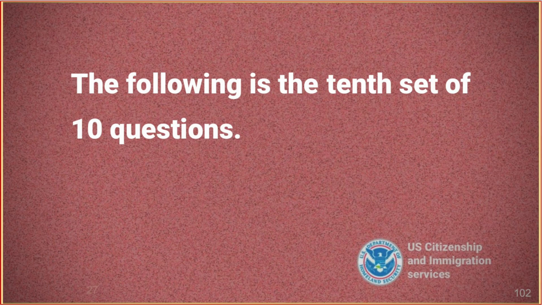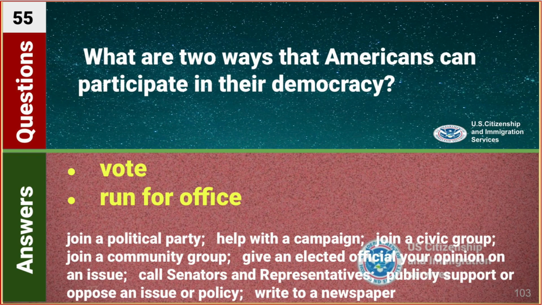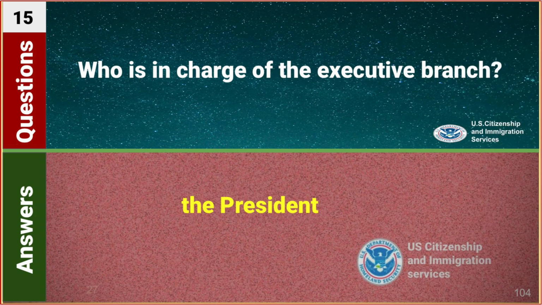The following is the 10th set of 10 questions. What are 2 ways that Americans can participate in their democracy? Vote, run for office. Who is in charge of the executive branch? The President.